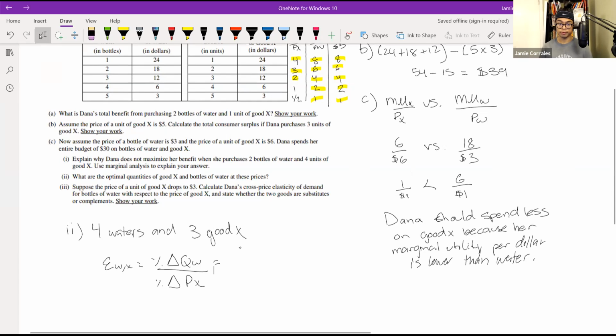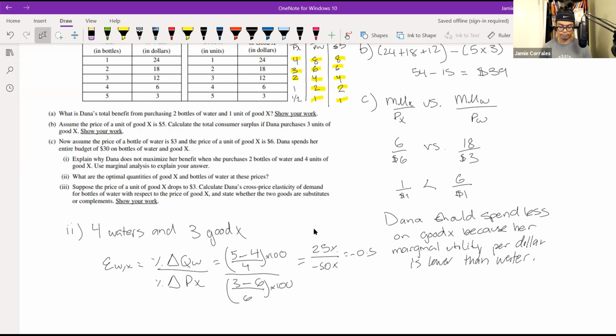What's her new consumption of water? It's 5 minus her previous consumption, 4, divided by 4. I'm going to multiply that by 100. What's the new price of good X? Well, it's going to be 3 minus the old price, 6, divided by 6, times 100. And what we're going to get is big numbers here. We're going to get 25% over minus 50%, and you're going to get minus 0.5.